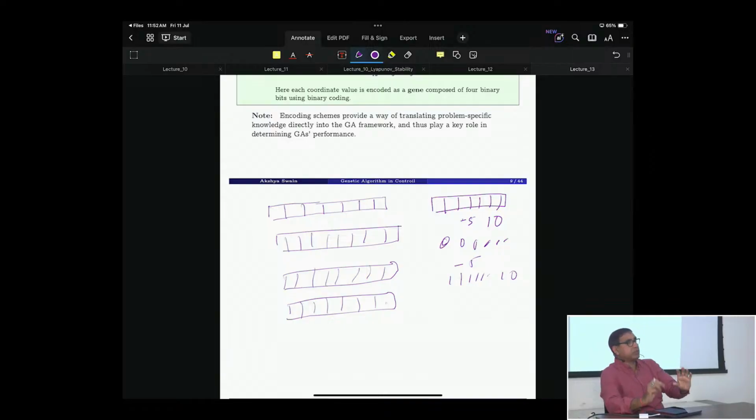So you generate a set of chromosomes, possible solutions, and in the back of your mind, you know how to decode the chromosomes depending on the range. You generate 0, 0, 0, 0, and what 0, 0, 0, 0 means depends on what the range is. You have to give the range.